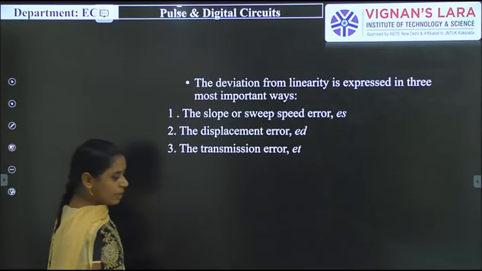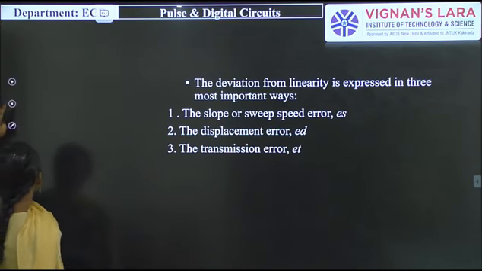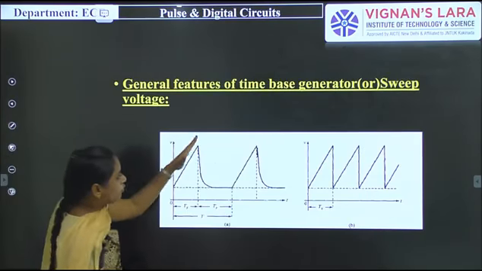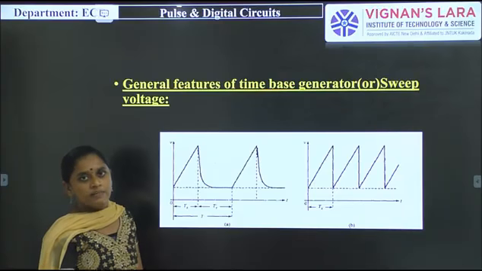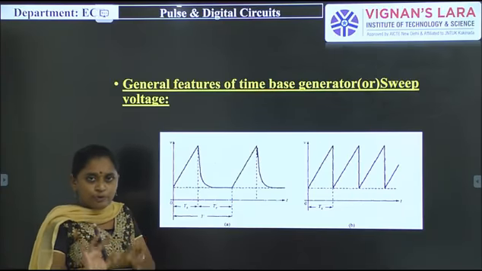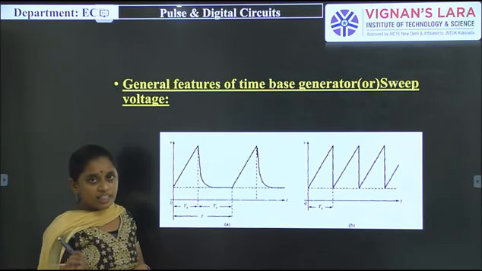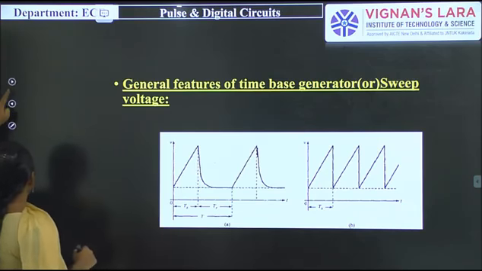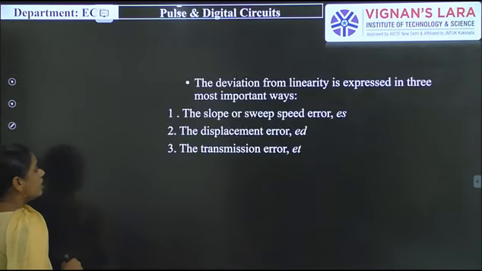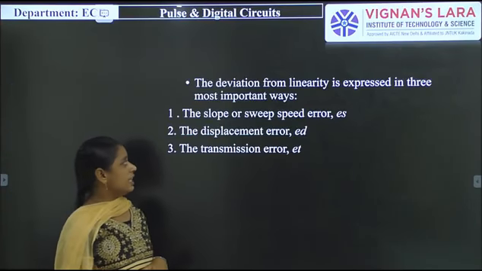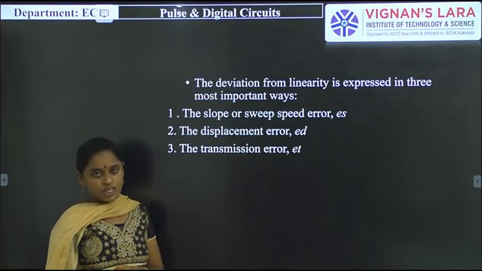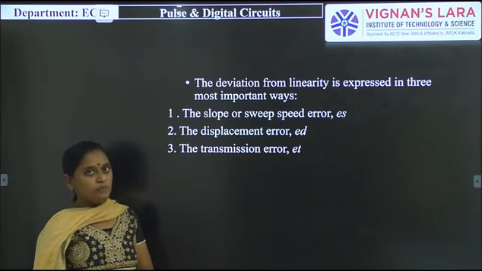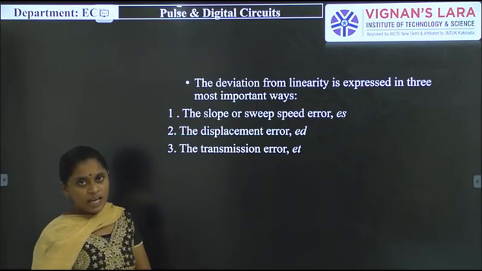And what is the deviation from linearity? From this waveform we observe that some part of the signal varies linearly with the time, but some part of the signal may not vary linearly. Why? And how do we find this deviation from linearity? We find it by three types of errors: the slope error or sweep error, the displacement error, and the transmission error. These errors are very important for finding out the deviation from linearity.